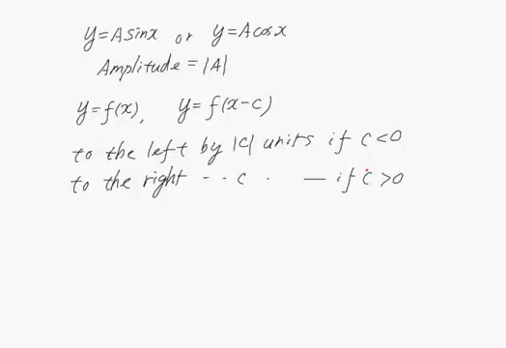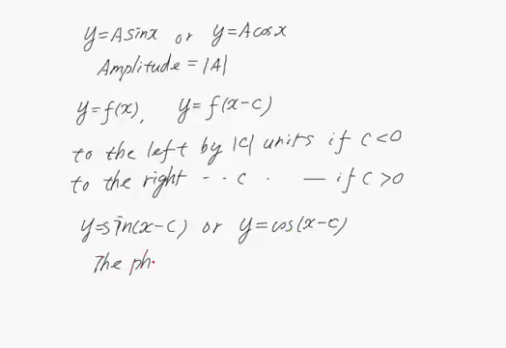And for the sine and cosine functions, if we have y equals sine of x minus c, or y equals cosine of x minus c, then we call this c the phase shift of these sine and cosine functions. So now the phase shift is equal to this constant c.